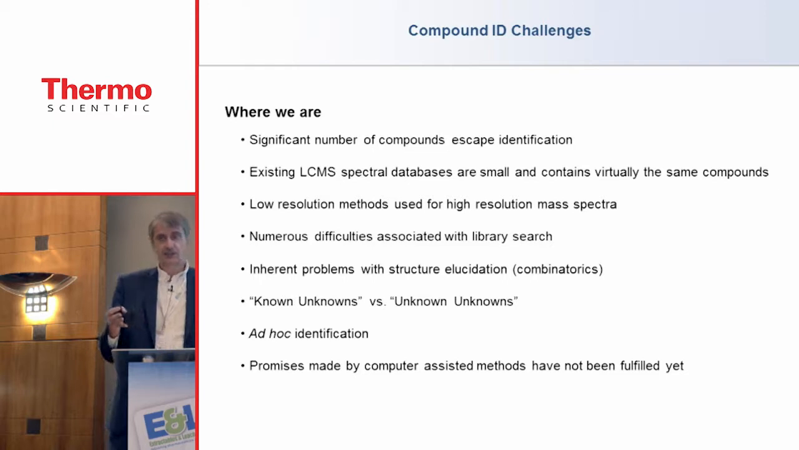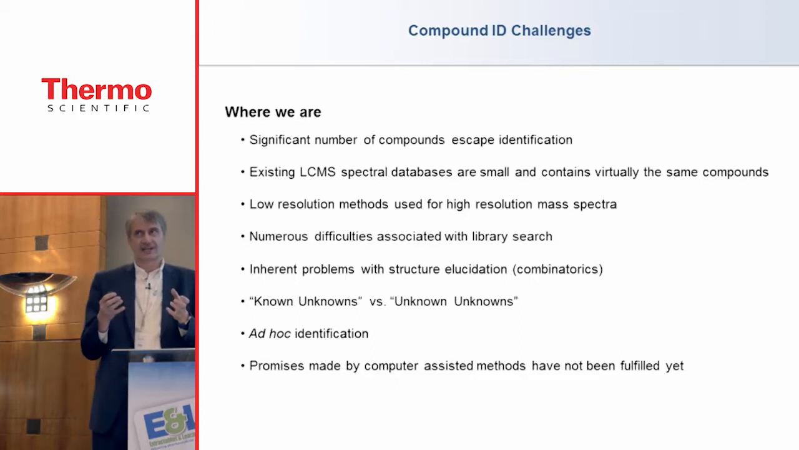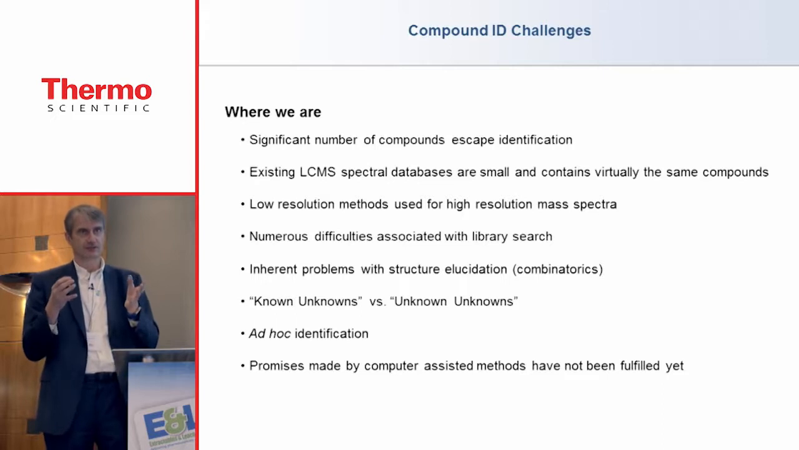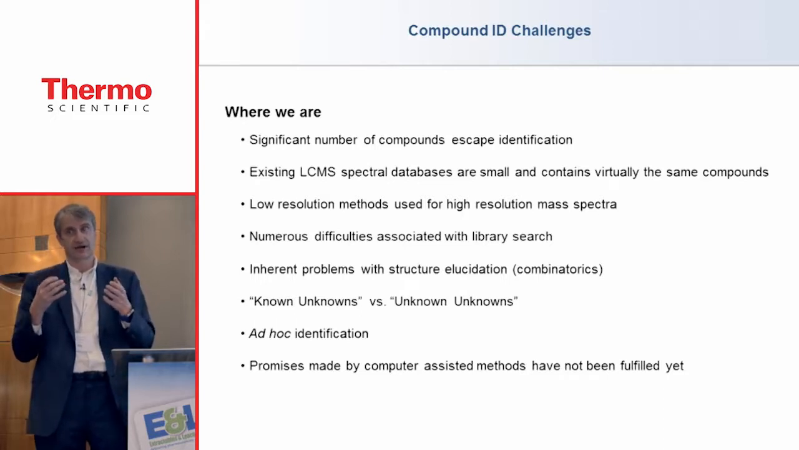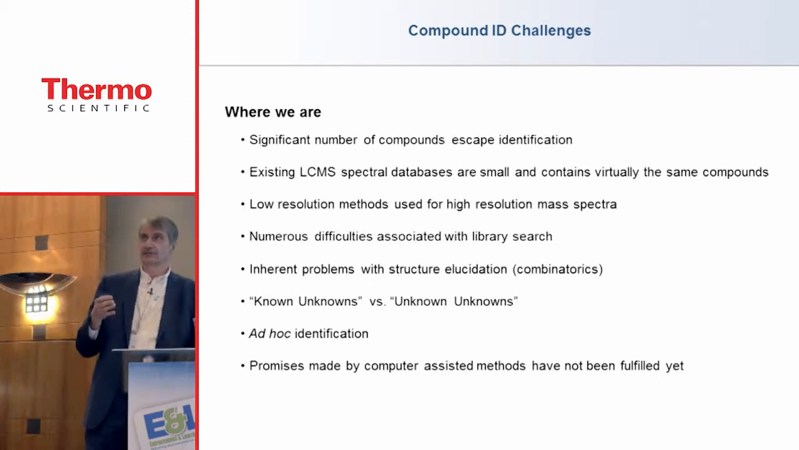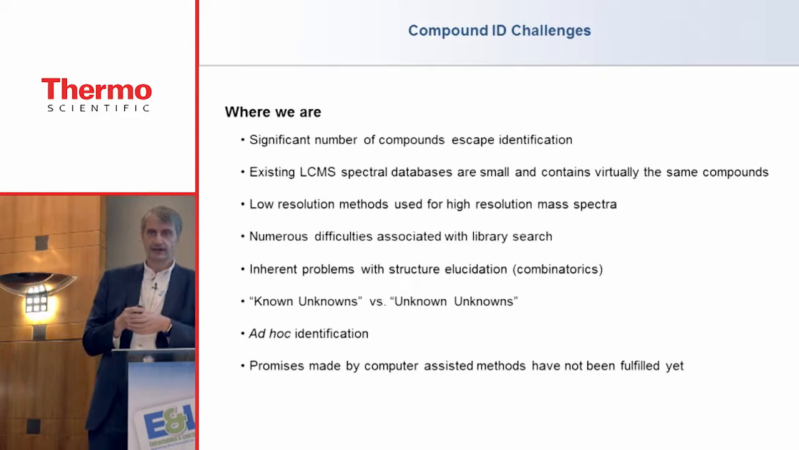Even though library search is a great technique, it has a lot of nuances and a lot of problems, and I would like to mention a couple of them. Then we have an inherent problem with compound identification. We are actually fighting a huge combinatorics, and I will explain what it means to identify a compound. It's actually to somehow put the combinatorics under constraint. Today we have two groups of compounds, known unknowns and unknown unknowns. You probably know what I'm talking about.